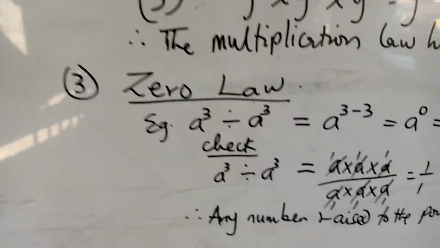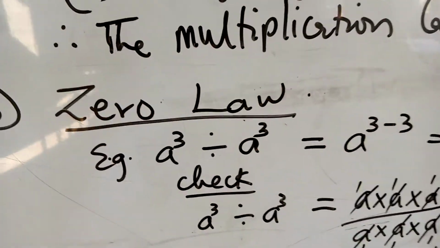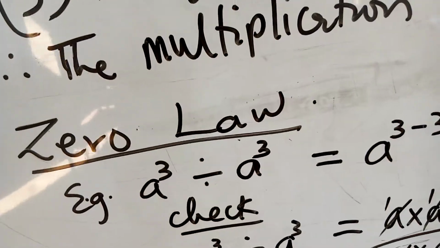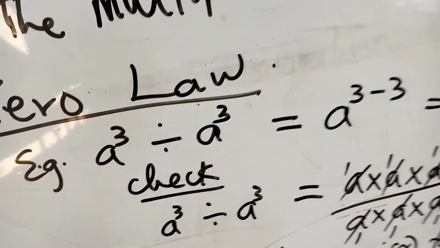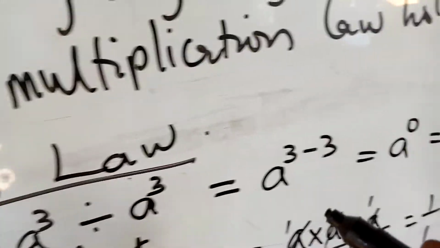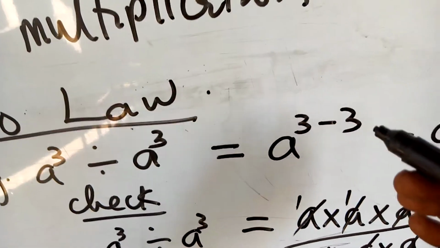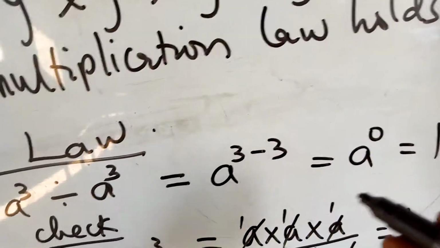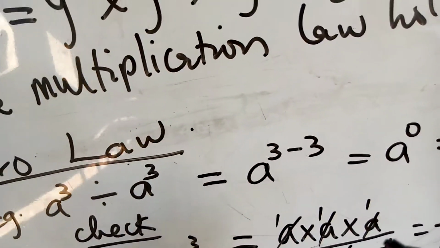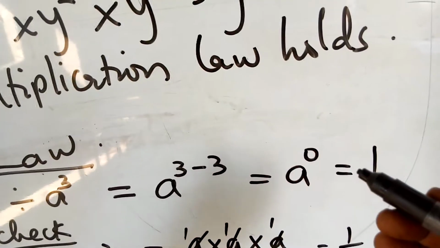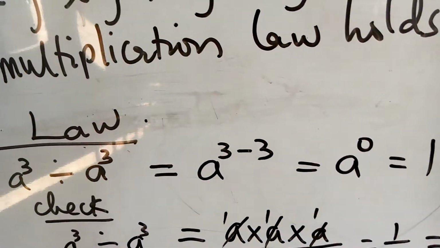Now the next law is the zero law. Look at these two numbers, a raised to power 3 divided by a raised to power 3. Any number divided by itself is equal to 1, right? Now, let's look at it. That gives me a raised to power 3 minus 3, which gives me a raised to power 0. Since 3 minus 3 is 0, a raised to power 0 is equal to 1.